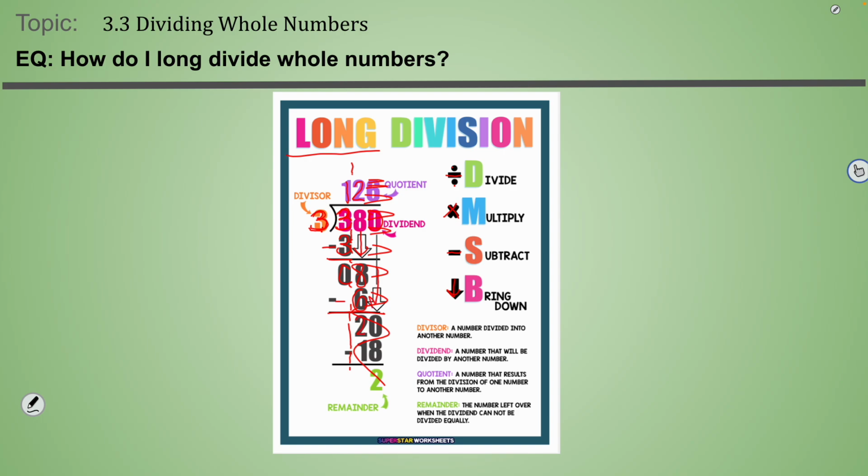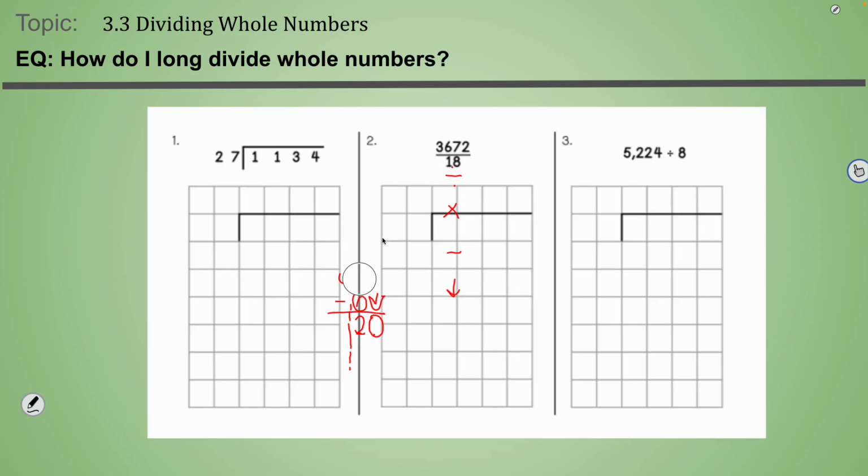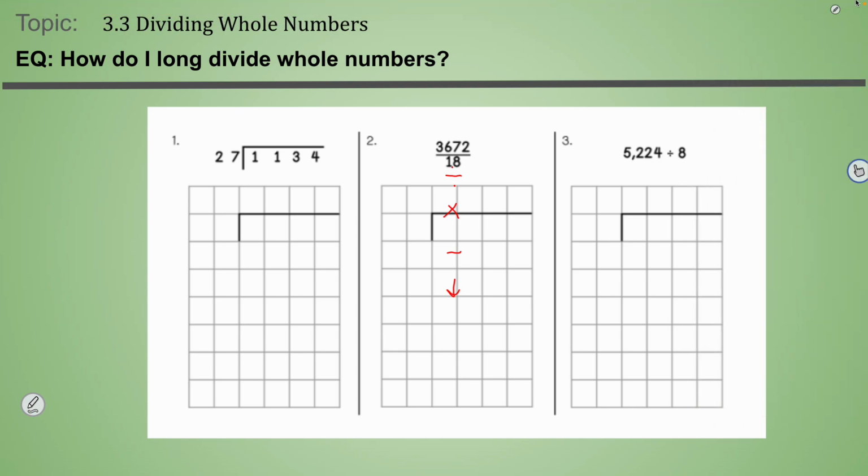And then we bring down a 0. We ask ourselves, how many times does 3 go into 20? And so on. So I realize that this was probably difficult to see with all my scribbles, but make sure that you have a way for you to remember division. Okay, just gonna clear this.